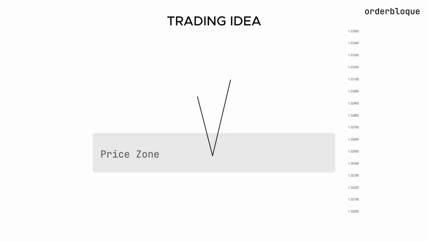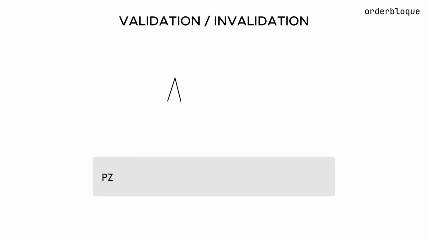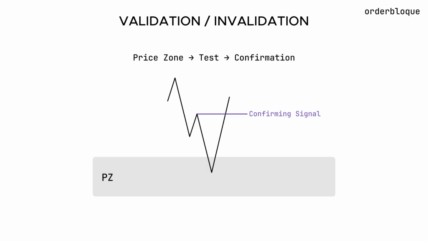After forming an idea, the next stage is validation or invalidation, which constitutes the third step. For this, we need to wait for the selected zone to be tested and then receive a confirming signal that the price is ready to move in the opposite direction. This will indicate the validity of our idea and confirm that we were right. It's important to note that signals can vary and depend on trading strategies. We won't focus on that now.